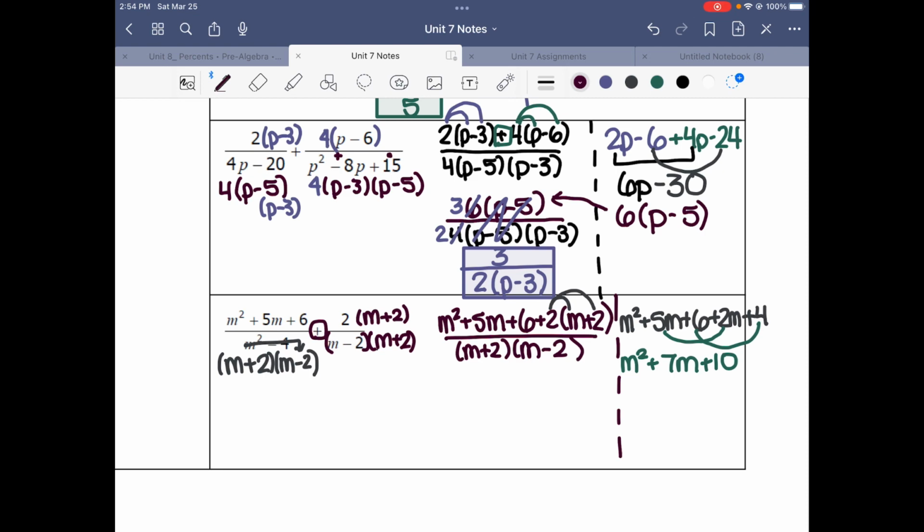And now I need to find the two numbers that multiply to 10 and add to 7, which is positive 5 and positive 2. So that is going to be the simplified numerator. And the denominator is still m plus 2, m minus 2. And you should always have something that cancels out. In this case, it's the m plus 2's. So my final answer is m plus 5 over m minus 2.